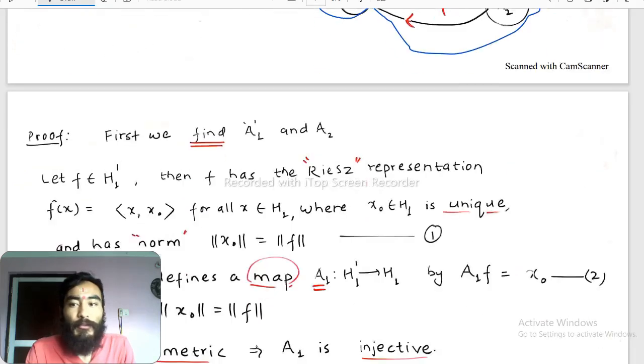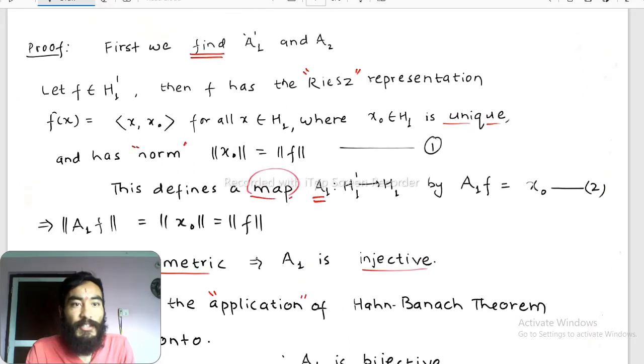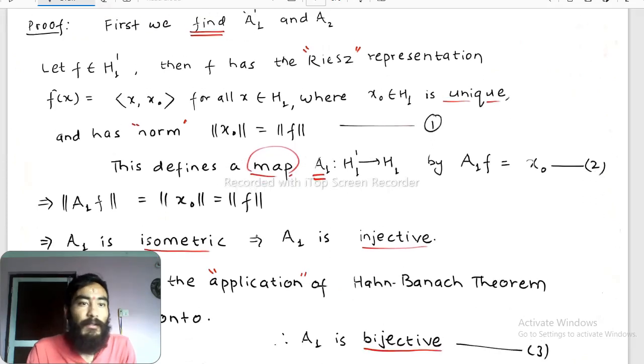Now we move on to the proof of this theorem. To prove this theorem, it is sufficient to find the operators A1 and A2. So first we find these operators A1 and A2. Let F be an element of H1 dash. Then F is a bounded linear functional, so F has a Riesz representation, which is f of x equals the inner product of x and x naught for all x belonging to S1, where x naught is uniquely determined by F.